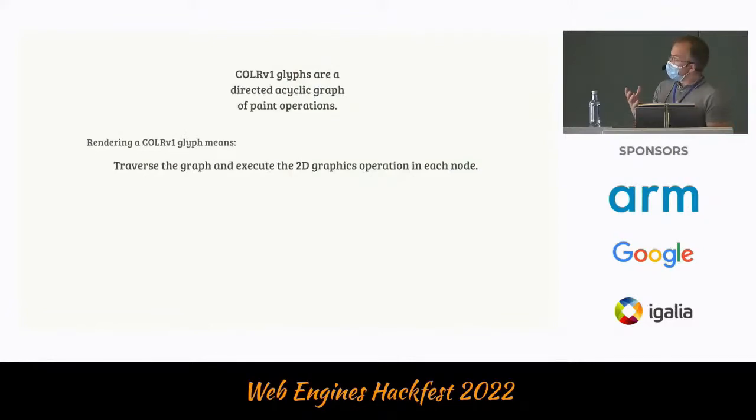First, I want to start with a basic explanation of how the format works and how the algorithm for drawing COLRv1 glyphs works. COLRv1 glyphs are a directed acyclic graph of paint operations. Rendering a COLRv1 glyph means traversing the graph and executing the 2D graphics operations in each node.